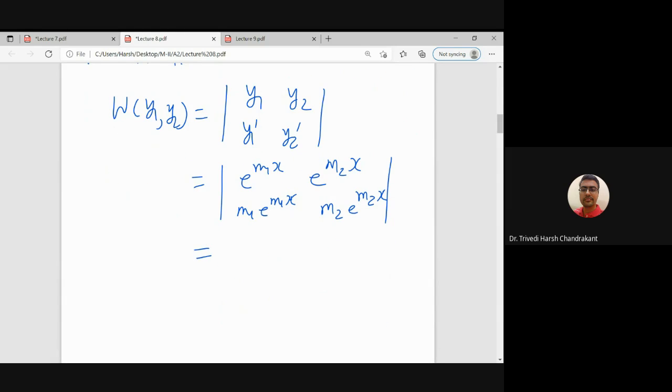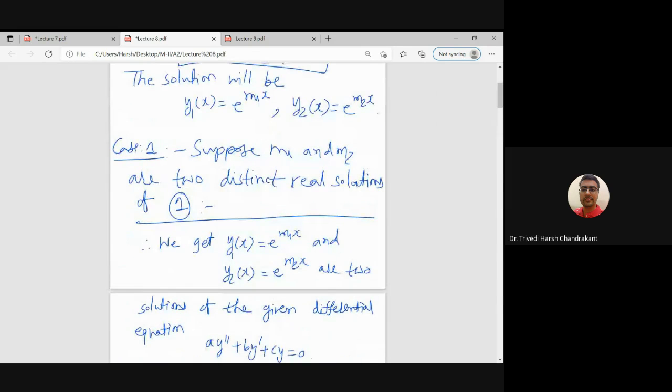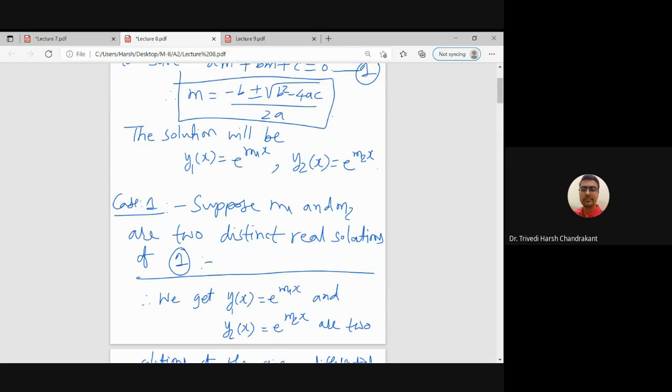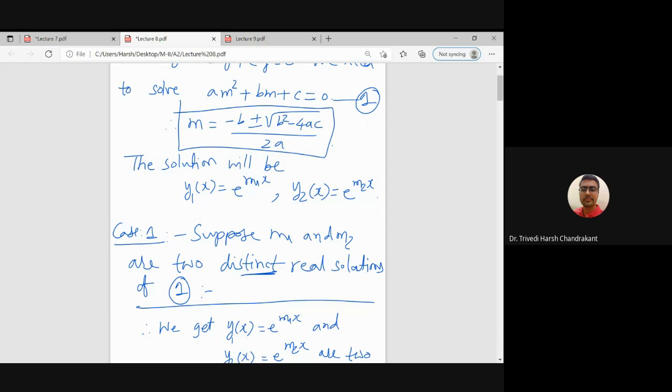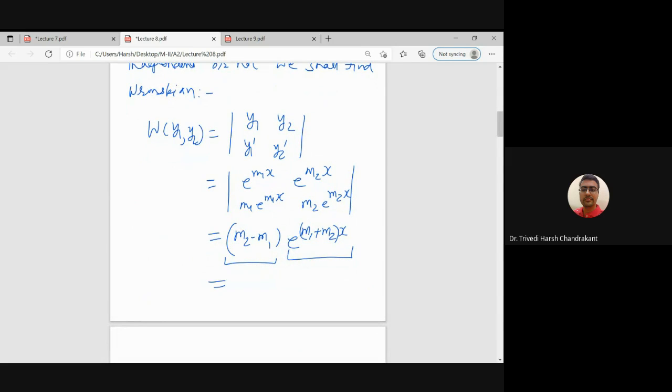And then whenever we find this determinant, we can easily see that it is m2 minus m1 times e power m1x into e power m2x. So that means it is e power (m1 plus m2)x, right? And then we know that this function will never be 0. So it depends on whether this term, m2 minus m1, is 0 or not, right? And what is our first case? Our first case is that this polynomial a m square plus b m plus c has two distinct real solutions, m1 and m2, right? So that means in this first case, m1 is not equal to m2. Yeah, so since m1 is not equal to m2, this is non-zero.